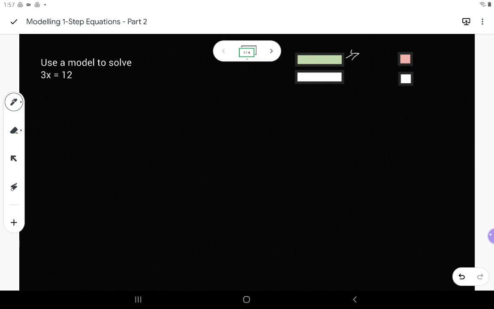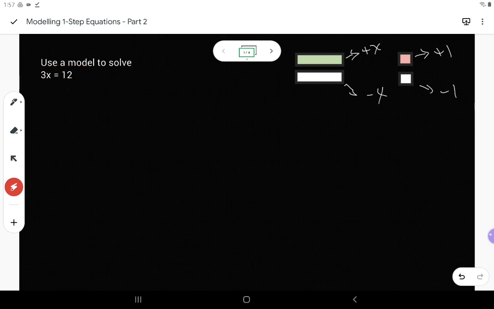So remember in the last video we talked about a green rectangle representing positive x, and a blank or white rectangle representing negative x, as well as the little squares: the one that's colored in red is positive 1, and the one that's colored in white is negative 1. So same shape, but if it's got color to it, it's positive, and if it is colored in white, then it is negative. So with these ones, I'm going to be looking at solving this.